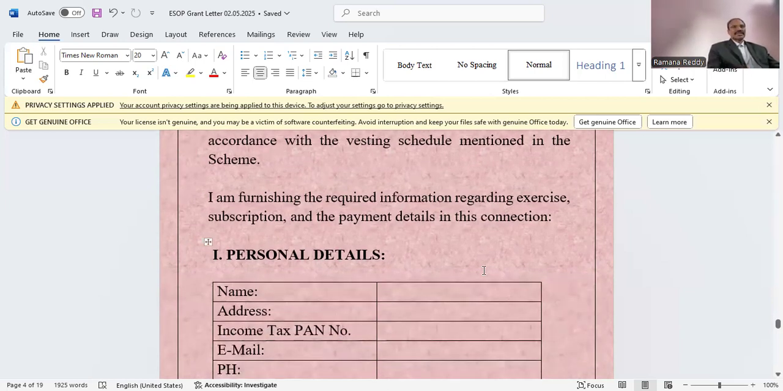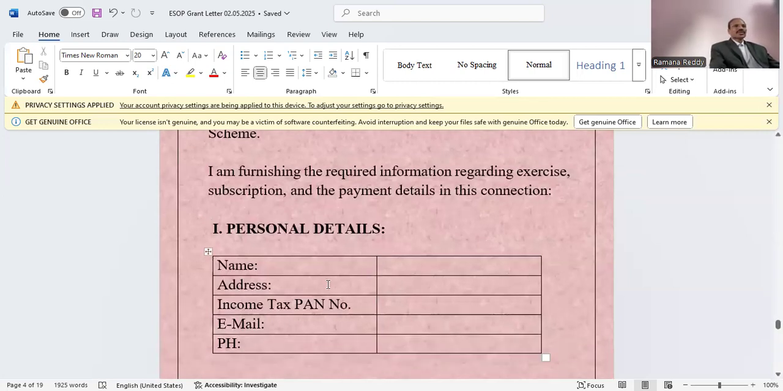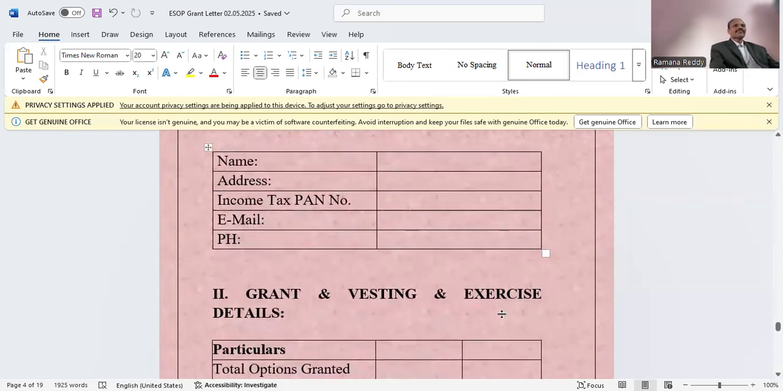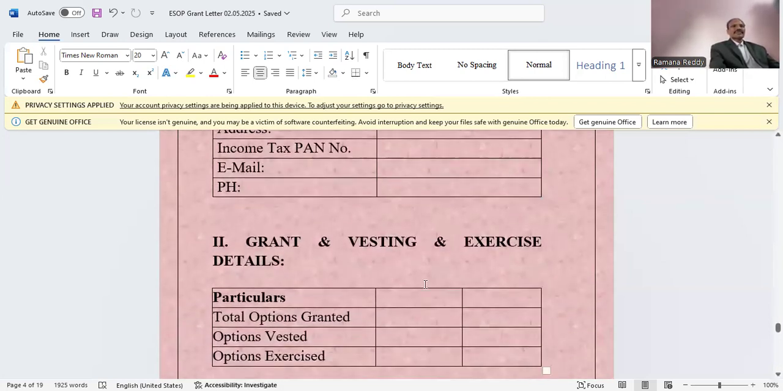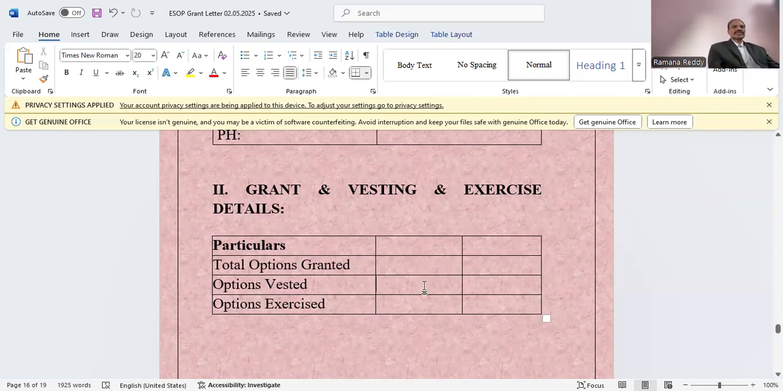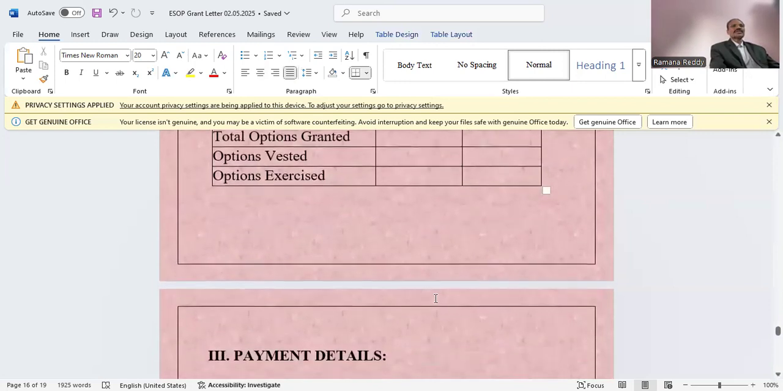At the time of exercise, along with this exercise form, he has to transfer the money. So he will write his name, address, PAN number, email ID, and phone number. Then the grant, vesting, and exercise details. Total options granted: suppose 400. How many options vested? First in 2026, only 100 are vested. For example, you will write 100. That is only an example I am taking. Options exercised: how many are you exercising? That you will write.